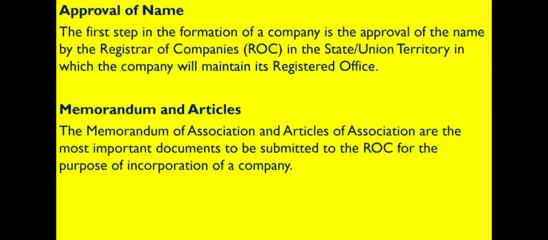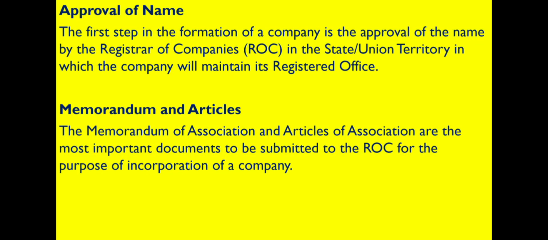In the case of a private limited company, the name of the company should end with the words private limited as the last words. In case of a public limited company, the name of the company should end with the word limited as the last word. The ROC generally informs the applicant within 7 days from the date of submission of the application whether or not any of the names applied for is available.